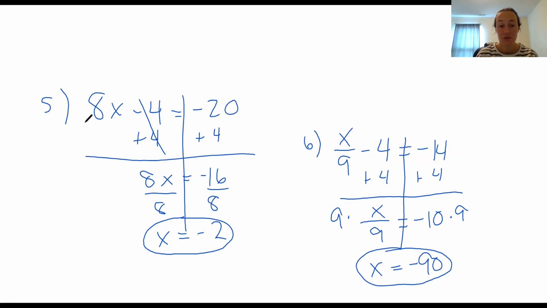For 5, getting x by itself, we should be ending up with a negative 2. Make sure you've got that negative sign as part of your final answer. And then example 6, when we get x by itself, we should be ending up with negative 90.